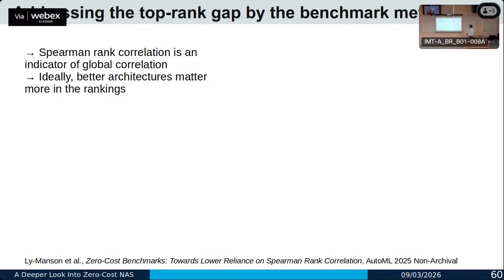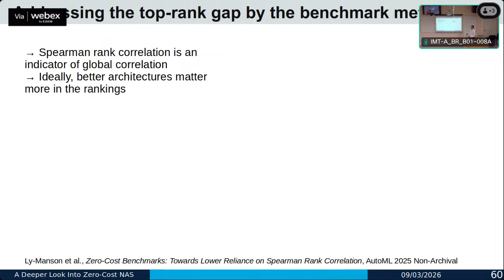So this is an issue that we dubbed the top rank gap. There are several ideas to address this problem. The first one would be to tackle the benchmark itself. Spearman rank correlation is a global indicator. It does not really look at what part of the search space we are located in.